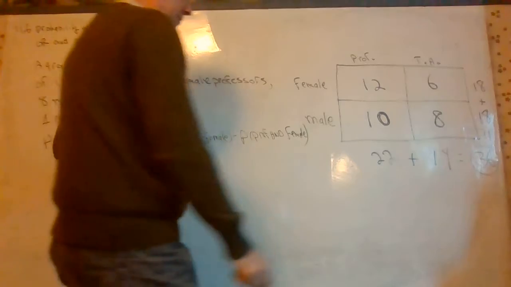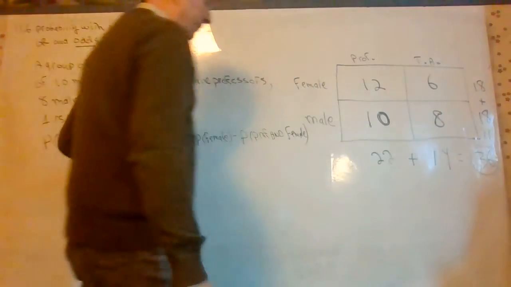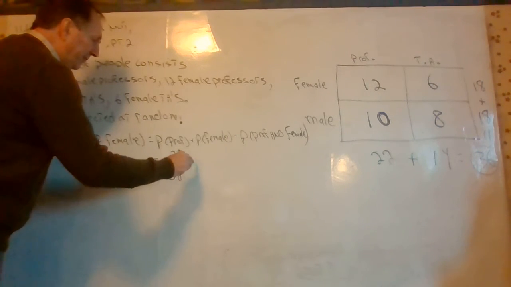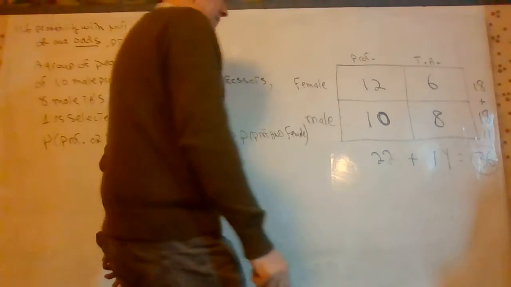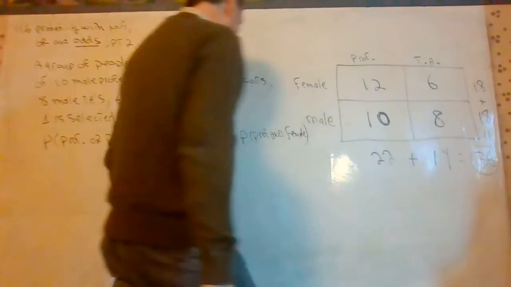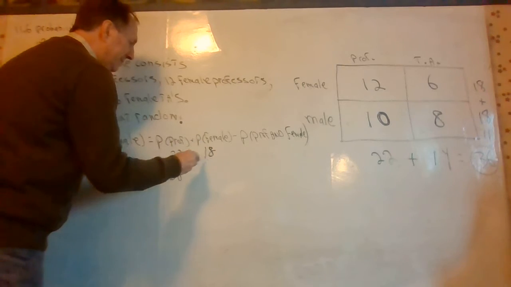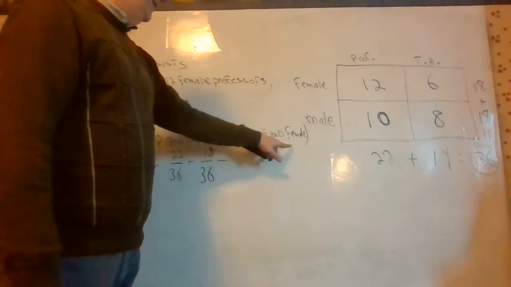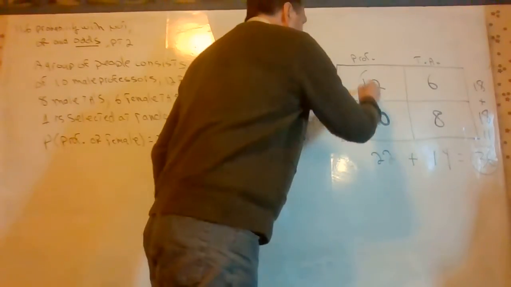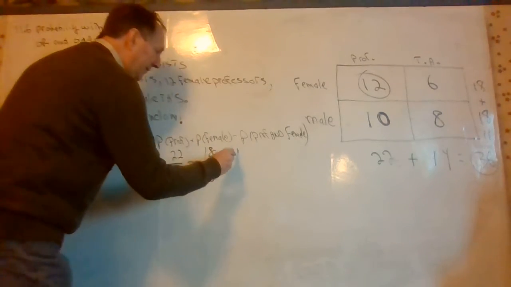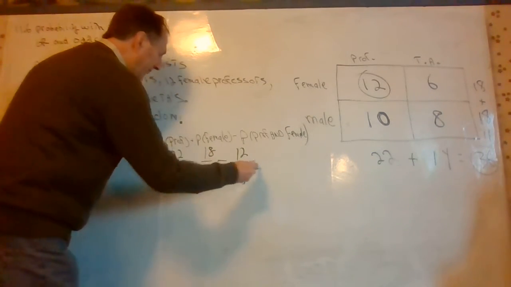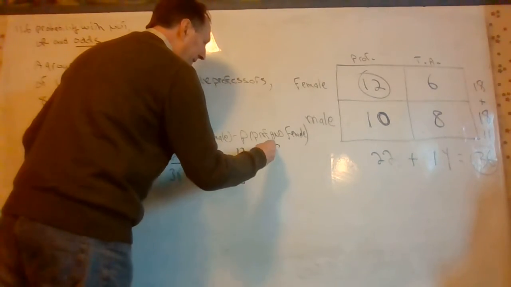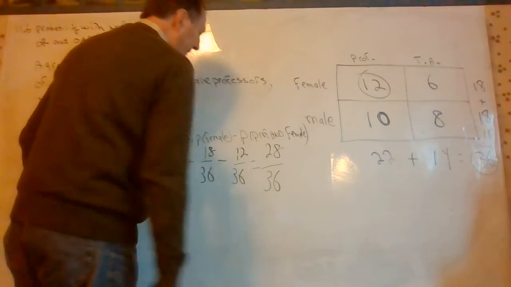Probability of a professor: there are 22 of them, 12 and 10 is 22, so 22 out of 36. Probability of selecting a female is 12 and 6, which is 18. Now, what's the probability that it's professor and female? Professor, that's this right here. So we have to subtract out 12 out of 36. You can add it up: 22 and 18 is 40. 40 minus 12 is 28 out of 36.